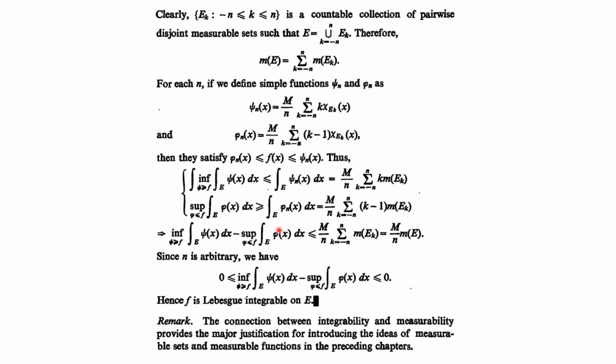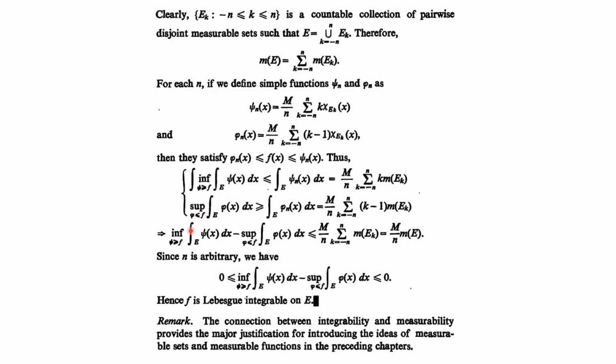Same for the supremum of integral of phi x, where phi is the simple function such that phi is less than or equal to f. Okay, so we have this value. Now you subtract these two integrals. So we will get this inequality, that it should be less than or equal to m by n summation k varying from minus n to n, k measure of Ek minus k minus 1 measure of Ek, which is measure of Ek. Now what is this summation? This is nothing but measure of E. So we can substitute this value, measure of E, over here, right?